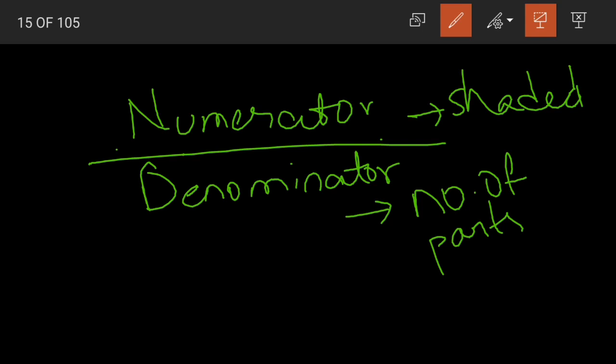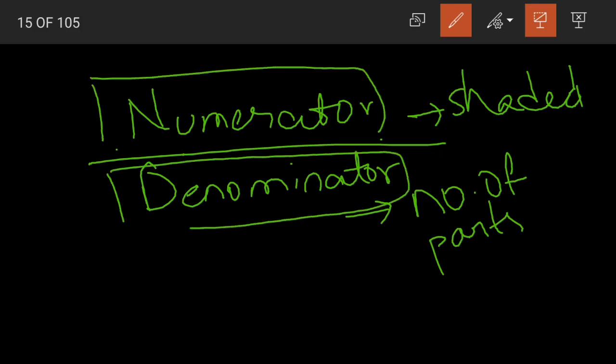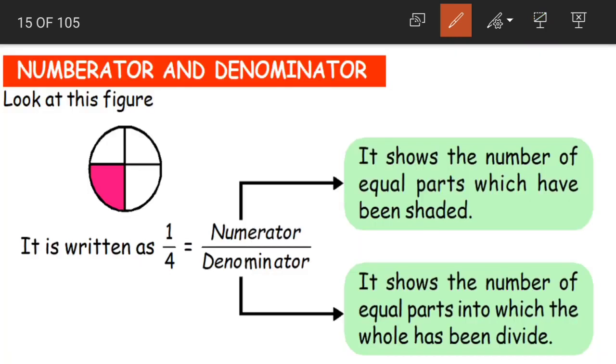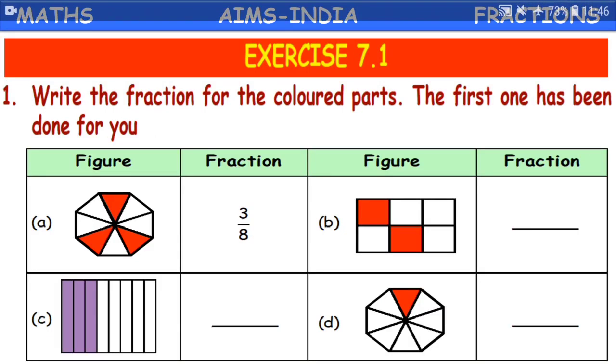Okay, children, I suggest that you practice these two words, and please do not forget which is the numerator and which is the denominator. D for down and D for denominator. You can remember it like this if you want. The number that is written down is called the denominator, and the number that is written up on top is our numerator.